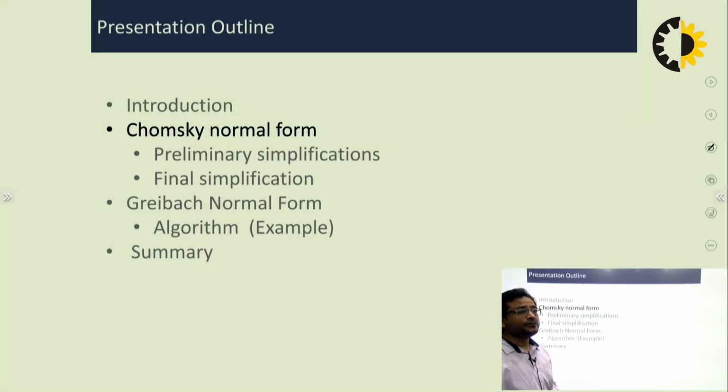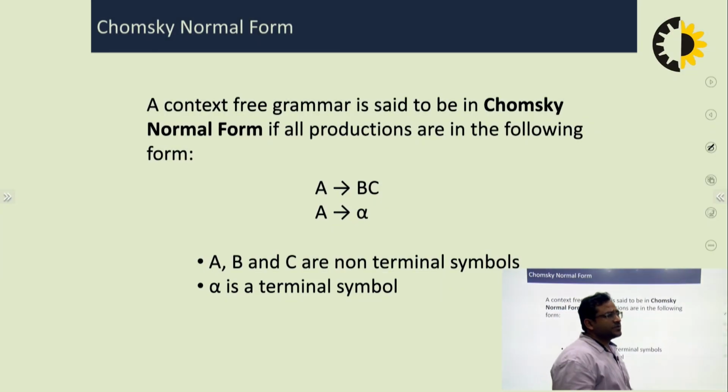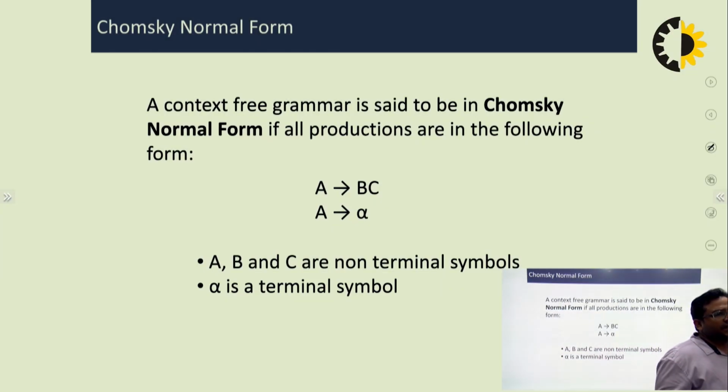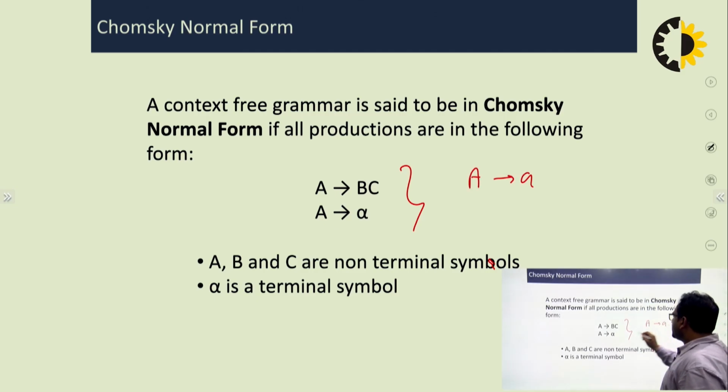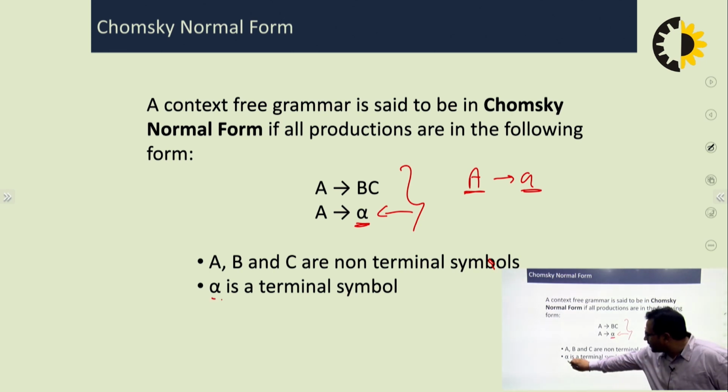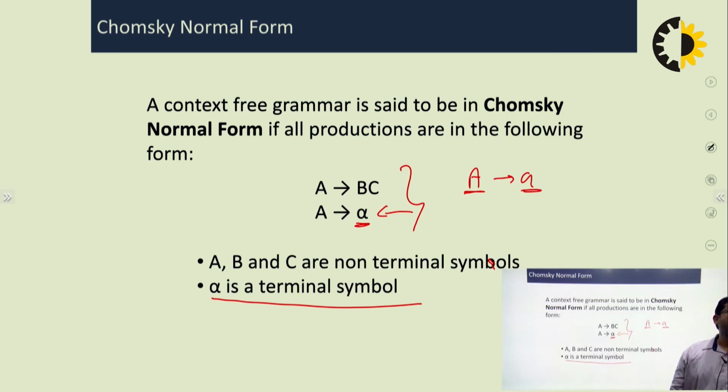Now we talk about the Chomsky normal form. What does Chomsky normal form do? A context-free grammar is said to be in Chomsky normal form if all productions are in the following forms. The first is A tends to small a, which means a non-terminal gives a single terminal. Here small a is a terminal symbol.